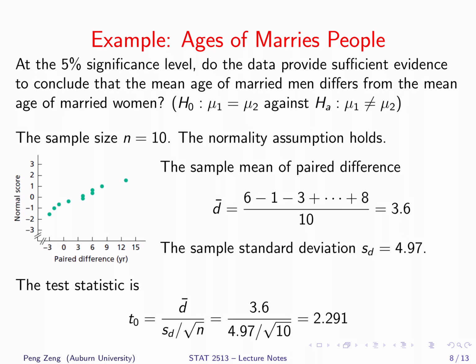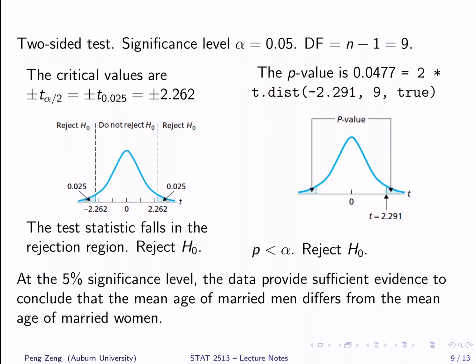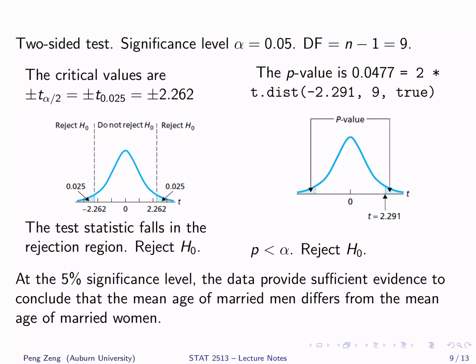We can calculate the sample mean and the sample standard deviation of D. The sample mean is 3.6 and the standard deviation is 4.97. Therefore, the test statistic is t0 equals D bar divided by sD over square root n. Plug in the numbers and do the math. The test statistic is 2.291. The test is two-sided with significance level 0.05. The number of degrees of freedom is n minus 1 equals 9.